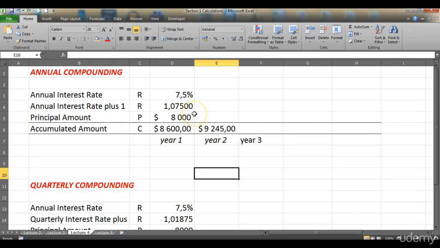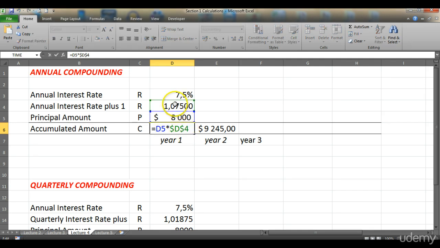Okay, let's insert the annual interest rate, 7.5%. And next, this is the annual interest rate plus 1. The principal amount is 8,000, but you can change it. And here is the formula for the accumulated amount for the first year. It is the annual interest rate plus 1 multiplied by the principal amount. And you see that I have also put an absolute reference for the annual interest rate because we will need it for the next year's calculations.